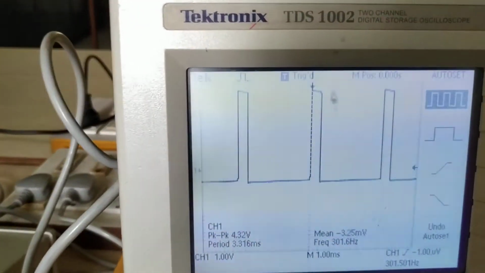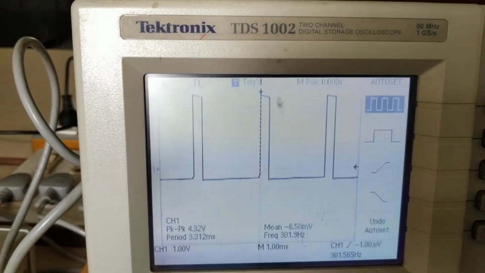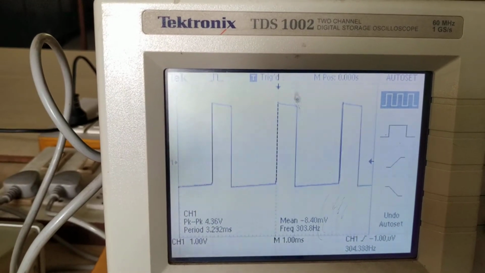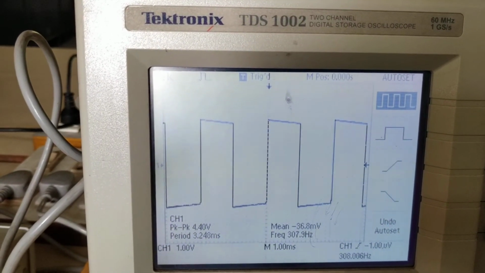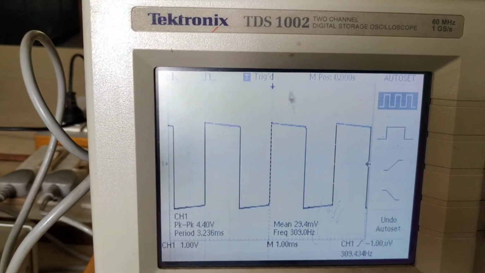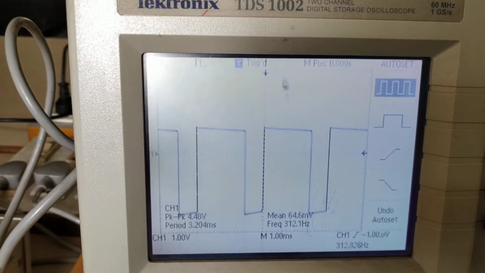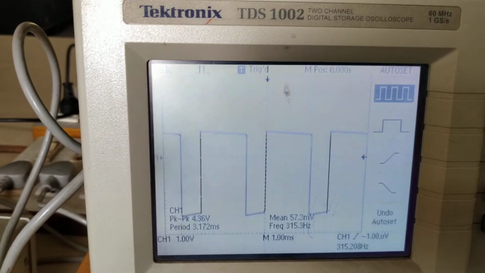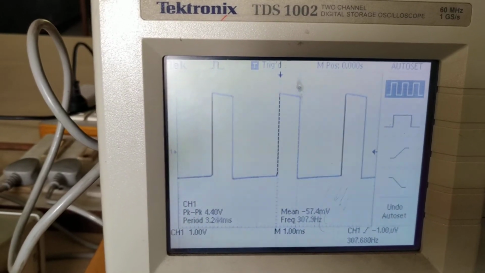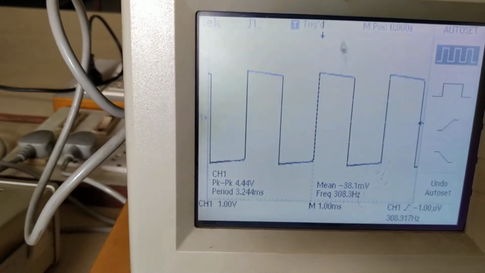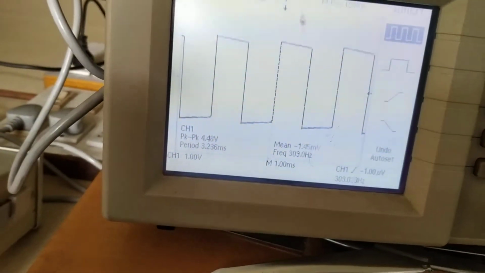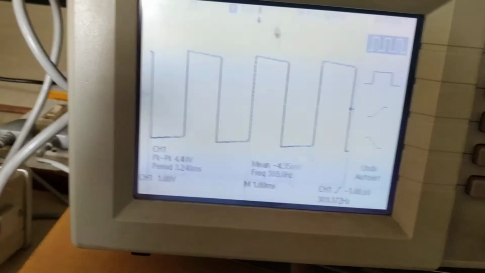I am changing now the duty cycle, so you will get that variation. So see here, the positive width is increasing, or the on time period is increasing, and the off time period is decreasing, like that. Okay, I am changing the duty cycle, so that is the use of duty cycle. So the duty cycle will be considered there.